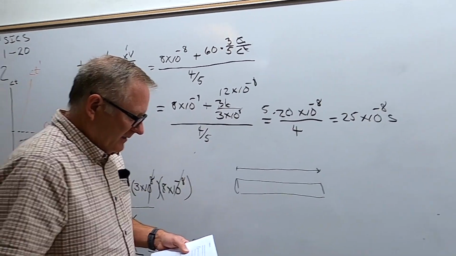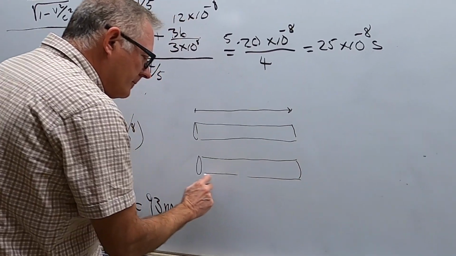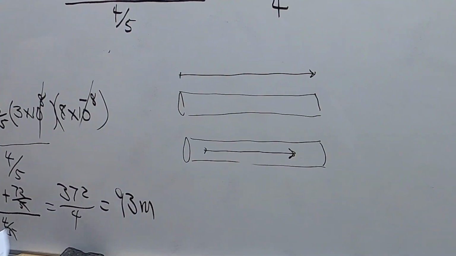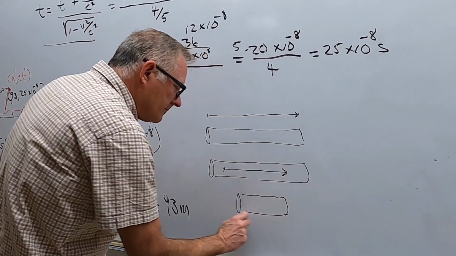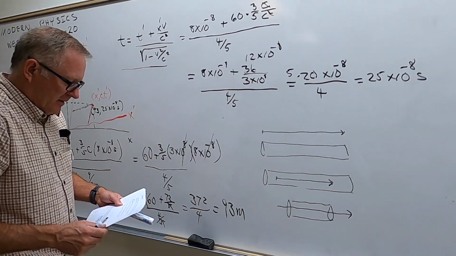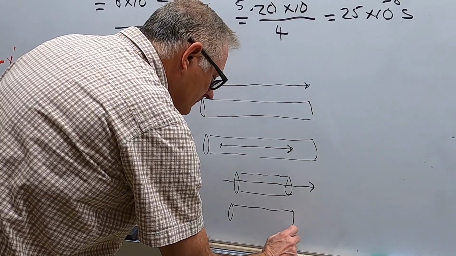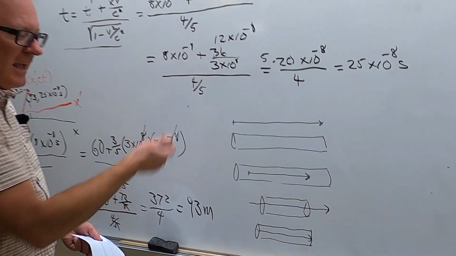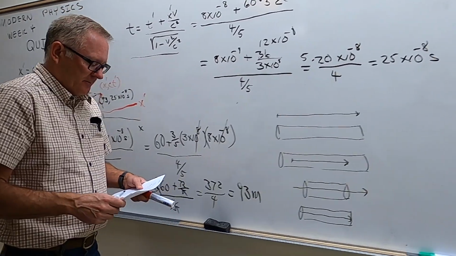Now, one of them is the spear shrinks, so it looks like this. It's just shortened in there. The other one is that the pipe shrinks and the spear sticks out from both ends. Another one is that they both shrink and it just barely fits. And the fourth one is any of these can happen, depending on the speed of the observer.